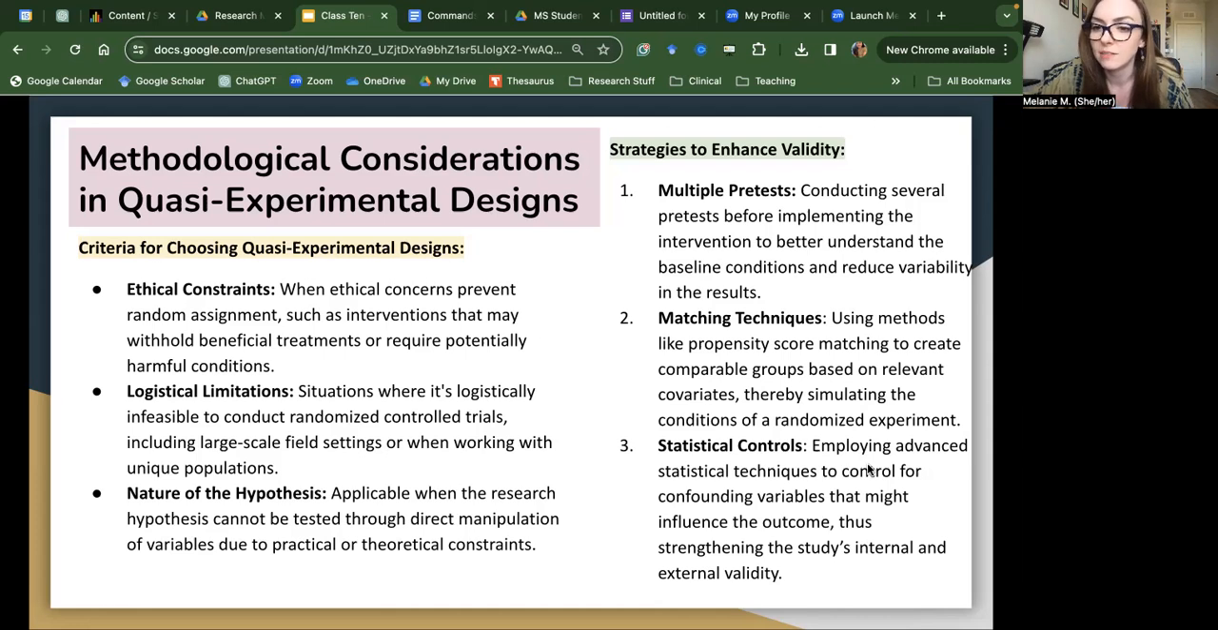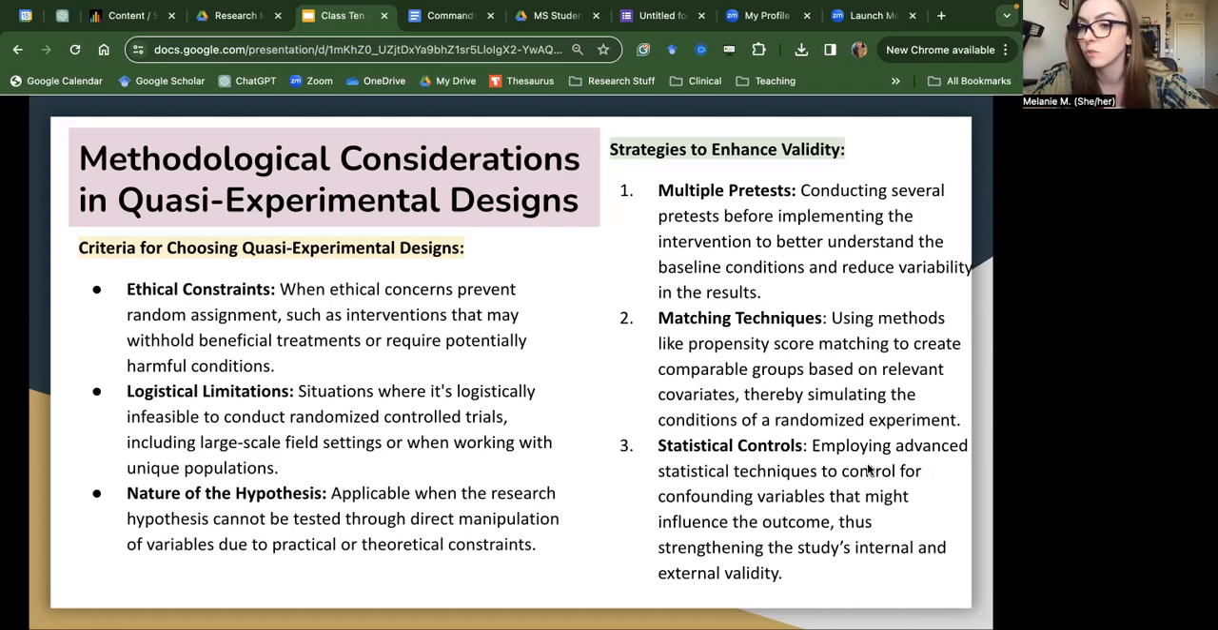The next strategy is matching techniques. This is when we use methods like propensity score matching, talked about last slide, to create comparable groups based on relevant covariates, therefore simulating the conditions of a randomized experiment. I used that example a second ago, but if I can't do a true random, it might not be a bad idea to look at everyone in my participant pool, decide what the key variables of interest are, like what might make these people report something differently, and then make sure that they're about even between my control groups.